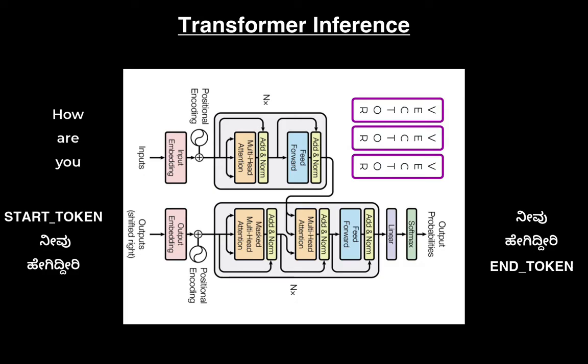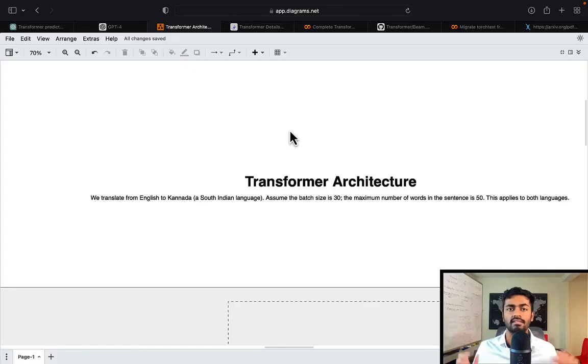Now that we took a look at how training and translation inference happen at a very high level, let's blow this architecture up and look at some details. Before starting this out, let's lay out some hyperparameters that we're going to be using through the conversation. So we're translating from English to Kannada. We'll assume that the batch size is 30.